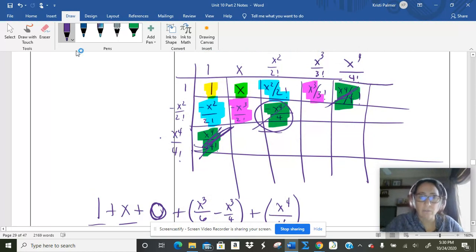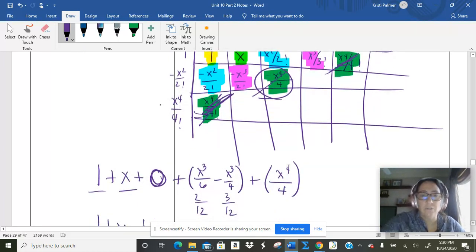Let me double check my 3's again. A 2 factorial, oh, a 2 factorial is 2. That's where I messed up. This one is a 2.